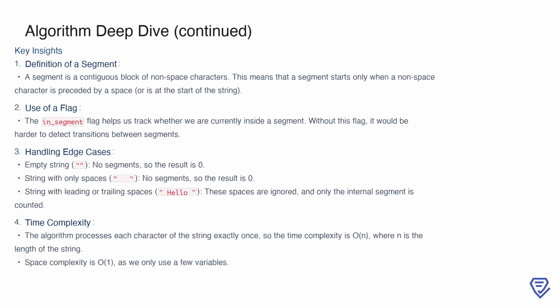Understanding the key insights behind this approach is crucial. First, a segment is defined as a contiguous block of non-space characters, which means a segment starts only when a non-space character is preceded by a space or is at the very beginning of the string. To efficiently track these transitions, we use the in_segment flag. This flag helps us detect when we enter or leave a segment.